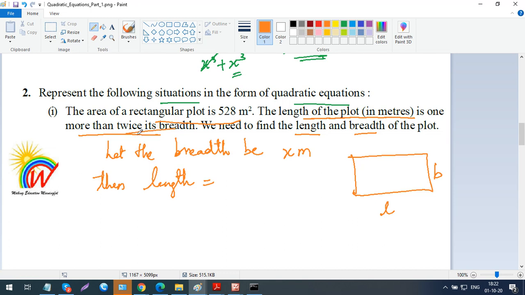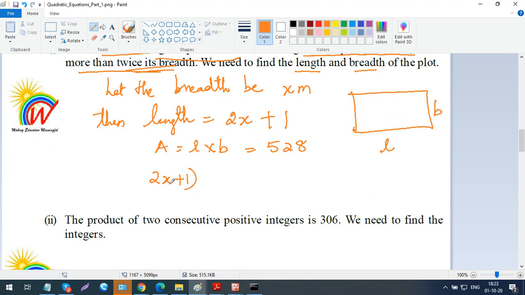Now we have got the area of the rectangular plot. You know that area of a rectangle is length into breadth, and that is given as 528 in this particular question. So you have the length 2x plus 1 into breadth x is equal to 528. Now you can write this as 2x square plus x is equal to 528, or you can simply write 2x square plus x. Let's bring the 528 this side, so minus 528 is equal to 0.